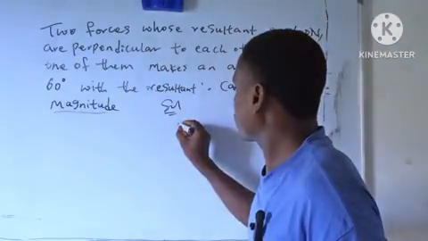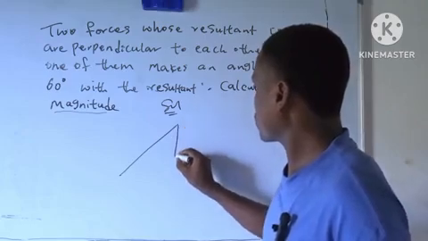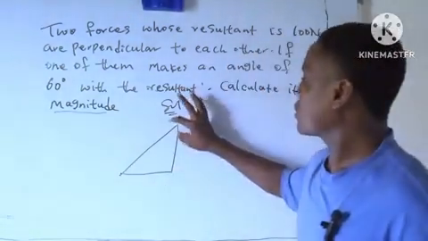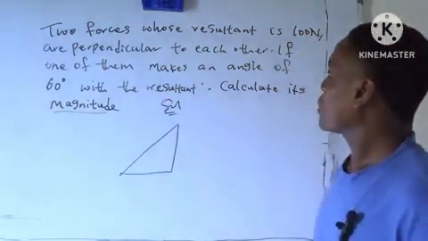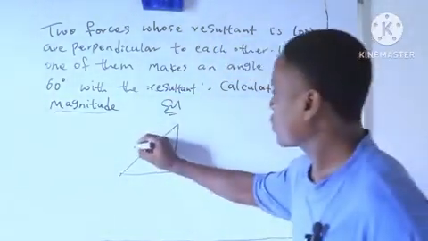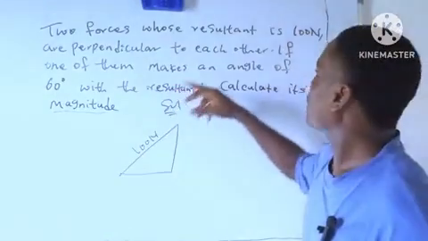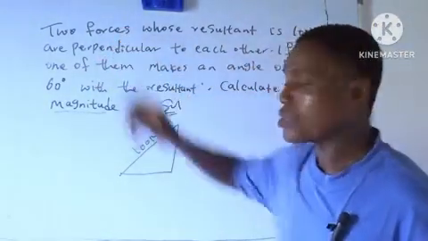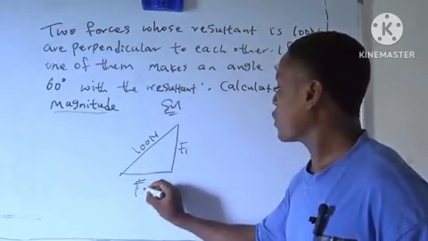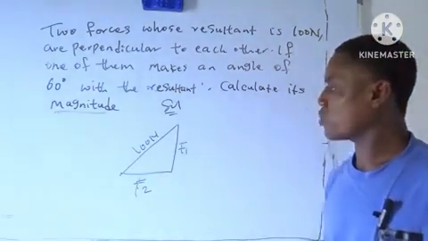Now, take note of this resultant. Resultant is always in this form, so we can easily draw this right angle triangle. This is the resultant, which is 100 Newton. Then they said two forces, so let's make here force one and here force two. This F is force one and force two.